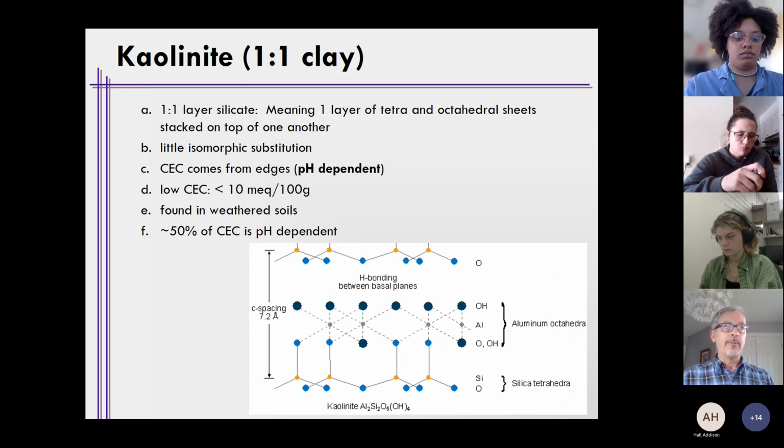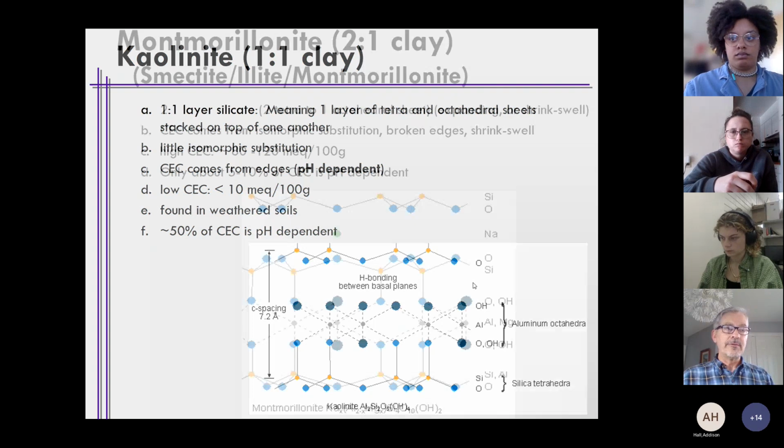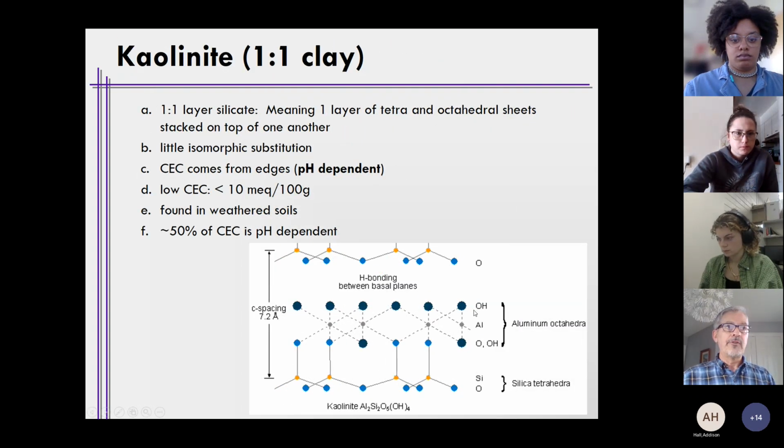And in 1-to-1 type clays, the charge is dominated by pH dependent charge because that occurs on the edges. Oops, sorry about that. Because pH dependent charge occurs on the very edges of these clay minerals, right? The edges of the clay minerals lose hydrogen, and then the oxygen is left holding a negative charge. That derives pH dependent charge.